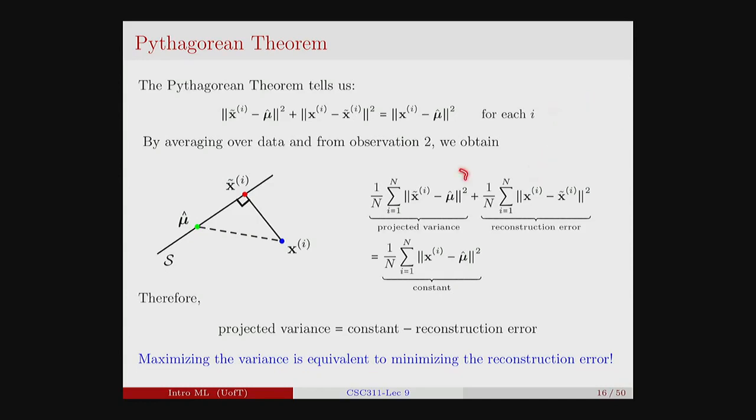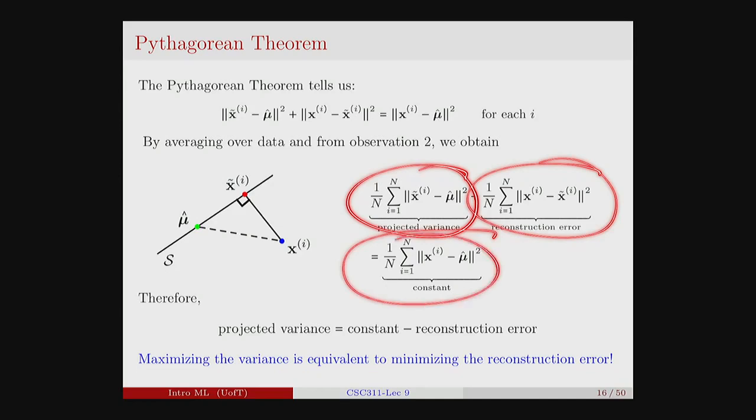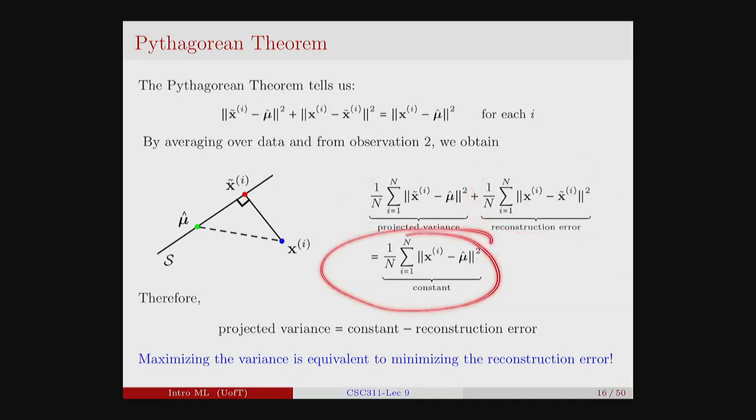And now let's just look at each of these three terms that we've ended up with. The term on the right-hand side is a constant with respect to u, because it only depends on the original data and the mean. So u doesn't show up anywhere on the right-hand side. The first term is the difference between the reconstructions and the mean. So this is the projected variance. And the second term is the difference between the original point and the reconstruction, which is the mean squared error, which is the difference between what happens between the original data points and their projection.